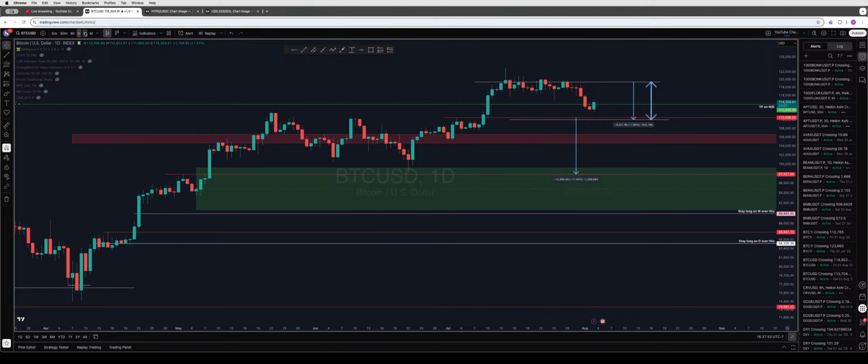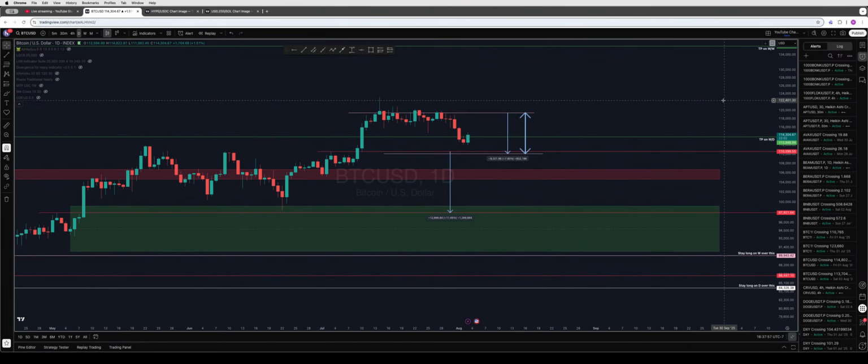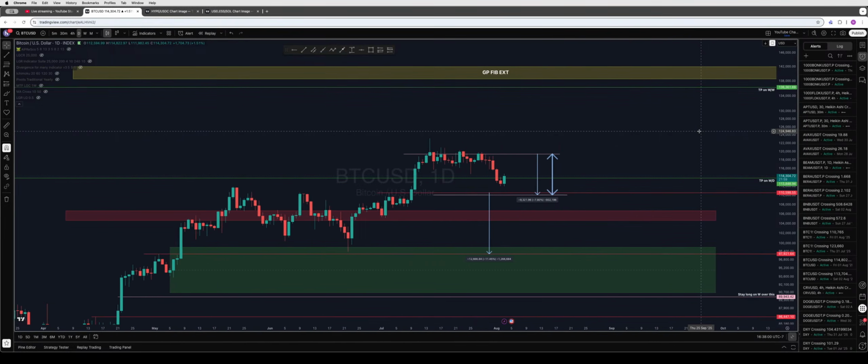Let's actually take a look at some TA. Let me zoom in on the daily time frame, even though this is the weekly chart. Just going to look at it on daily time frame because it's easier to look at.